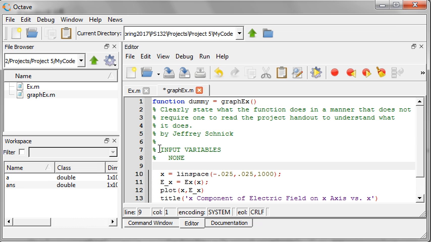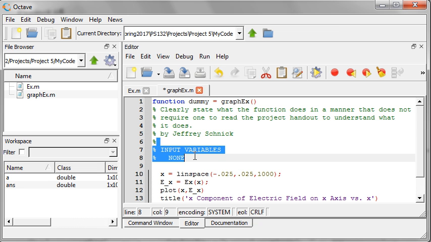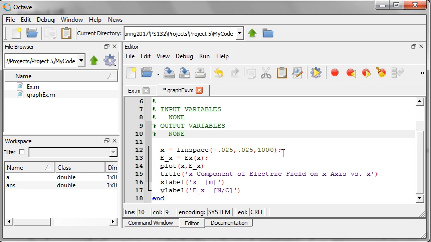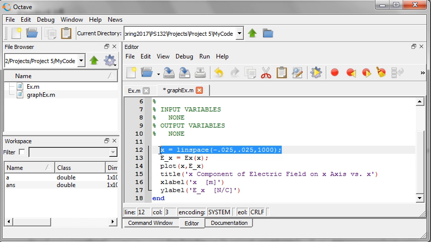I think I'll copy these two lines. Change that to OUT. So this function has no arguments and it returns nothing. That's why I call it dummy. Create.